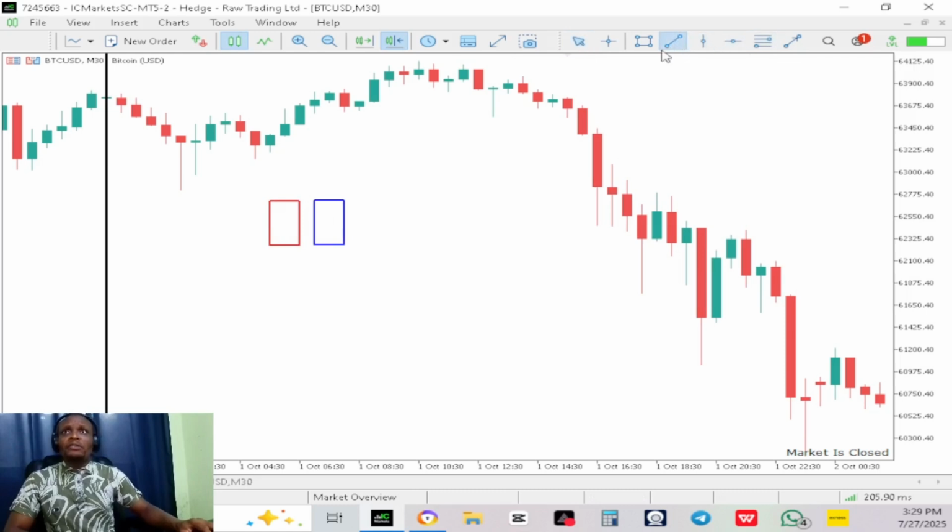Now, our point of reference is what? Our point of reference is the rejection of price on that candlestick. Okay, our point of reference here is the rejection of price on that candlestick.